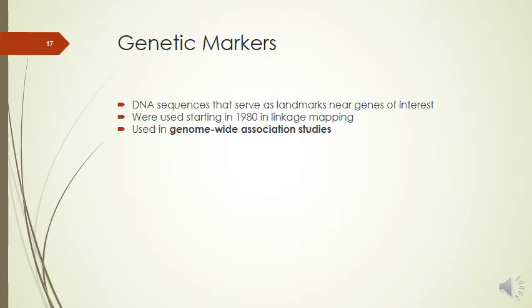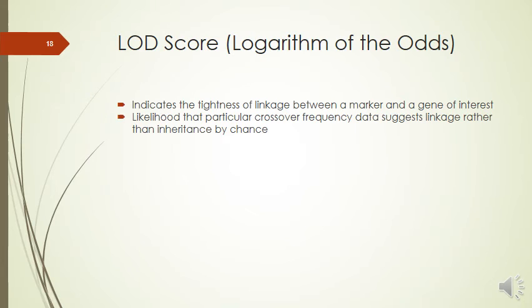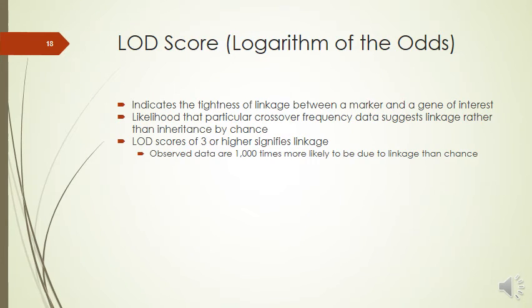Computers tally how often genes and their markers are inherited together. The tightness of linkage between a marker and a gene of interest is represented as an LOD score. If we look at an LOD score of 3 or greater, it signifies linkage. It means that the observed data are 1,000 (10 cubed) times more likely to have occurred if the two DNA sequences are linked than if they reside on different chromosomes and just happen to often be inherited together by chance.